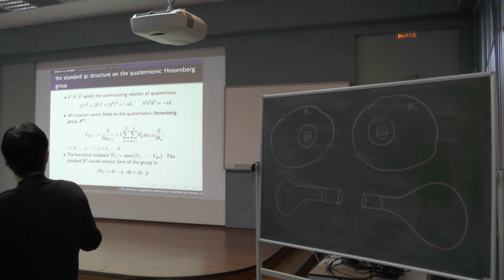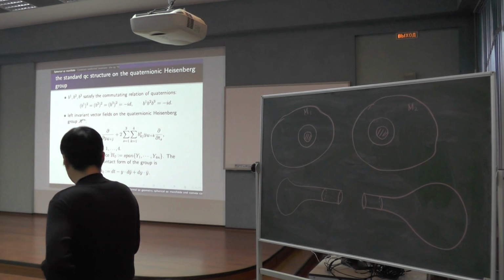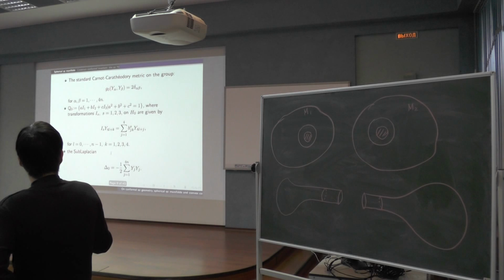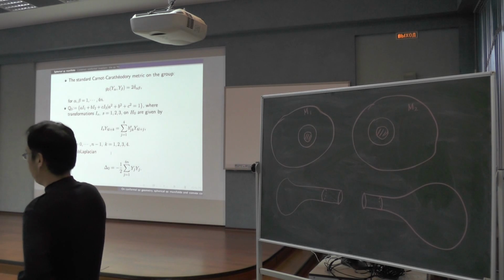The R^3-valued contact form is similar to the complex case, but here we use quaternion numbers. And the CC metric is such that Y_alpha, Y_beta are orthonormal. And the quaternion structure is the three transformations acting on the horizontal space. You just use the matrices I mentioned before.